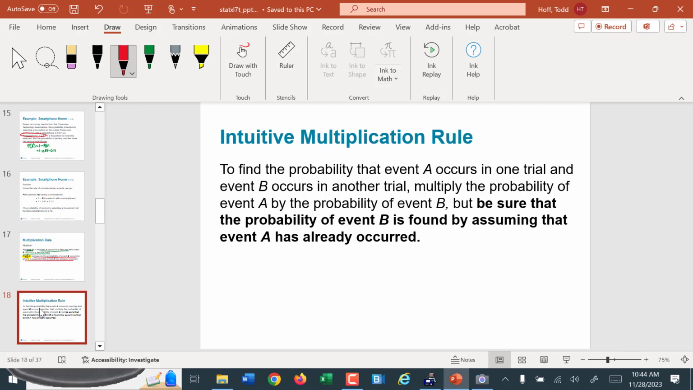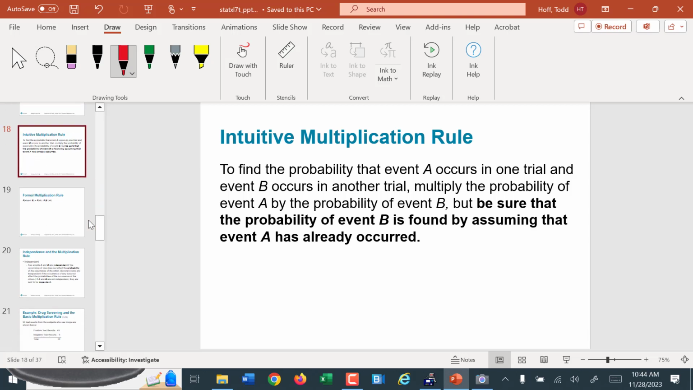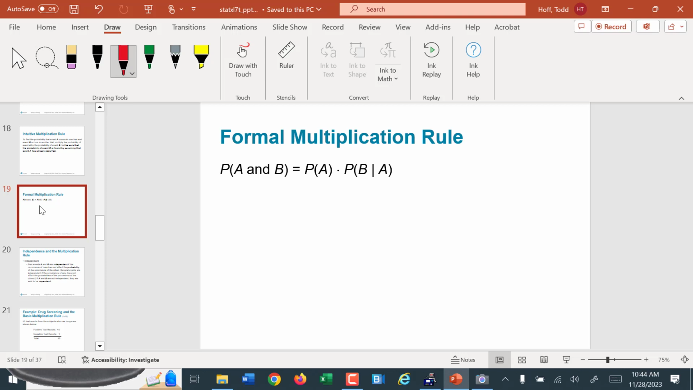So the intuitive multiplication rule is if we have two things to occur in back-to-back trials, we'd multiply their probabilities together, but making sure the second one is found assuming the first one had to occur. If the first trial is unsuccessful, there's no reason to even go on to the second trial. So if we look at the formal wording here, probability of A and B occurring in consecutive procedures is the probability that A occurs, and then the probability that B occurs, given that A has already occurred. Now, what that means depends on the circumstances of the study.